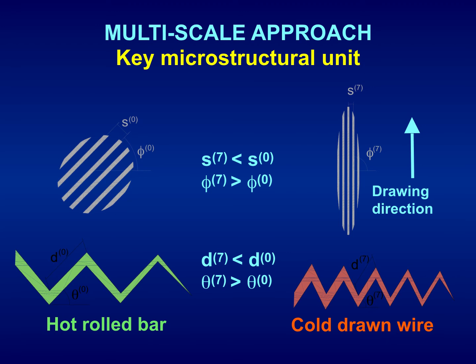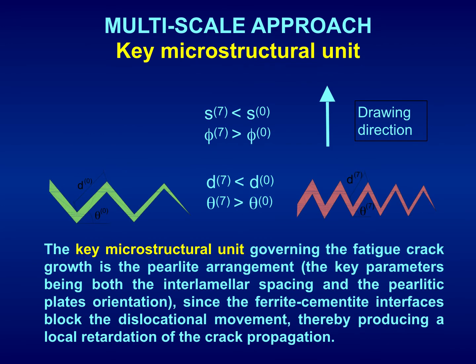The consequences in the fatigue crack paths in the hot-rolled bar, green, and cold-drawn wire, orange. In the cold-drawn wire, D7, we have shorter micro deflections and with higher angle, theta 7 higher than theta 0. Then, looking in the search of the key microstructural unit with these microstructural features, S7 is lower than S0, there is a decrease of pearlite interlamellar spacing and a progressive orientation, and we have a shortening of microcrack path deflections and an increase of micro deflection angle.